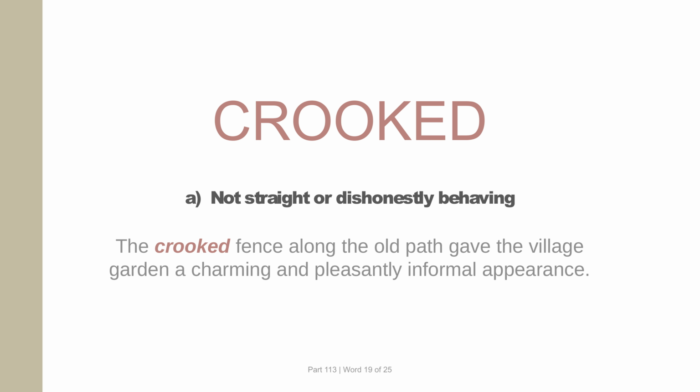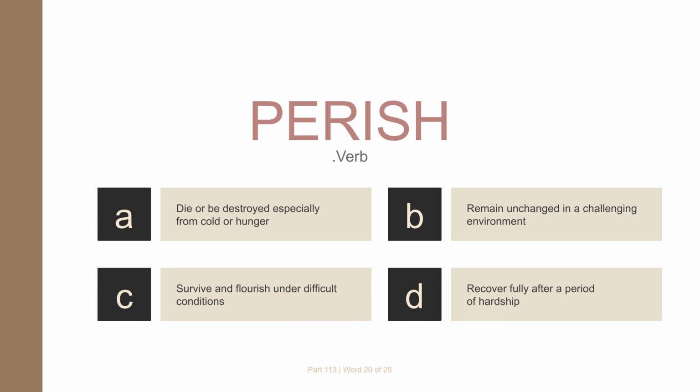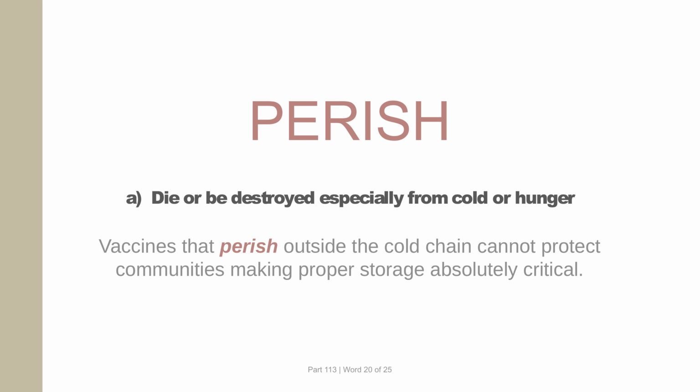Question 20. What is the meaning of perish? Option A. Die or be destroyed especially from cold or hunger. Option B. Remain unchanged in a challenging environment. Option C. Survive and flourish under difficult conditions. Option D. Recover fully after a period of hardship. Correct answer, option A. The correct meaning of perish is die or be destroyed especially from cold or hunger. Example: vaccines that perish outside the cold chain cannot protect communities, making proper storage absolutely critical.